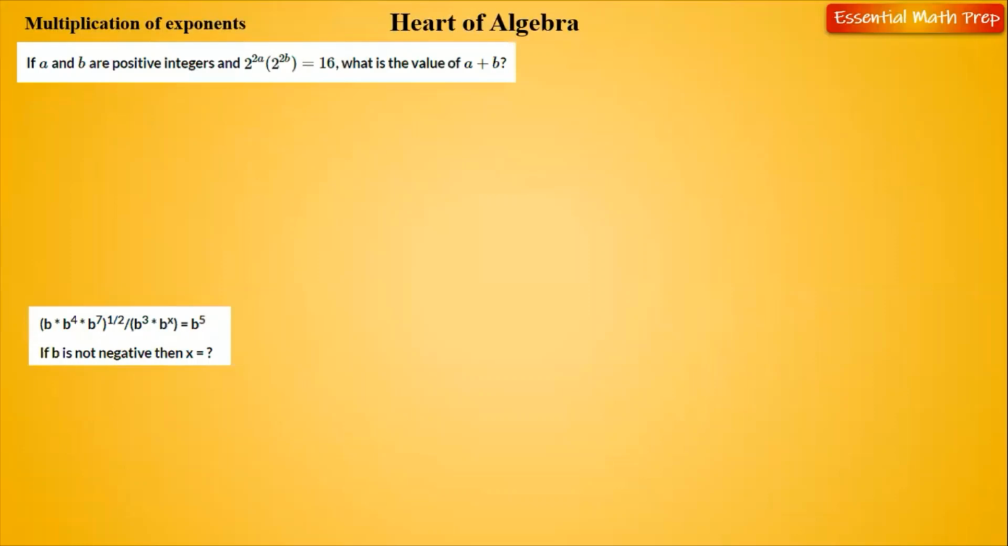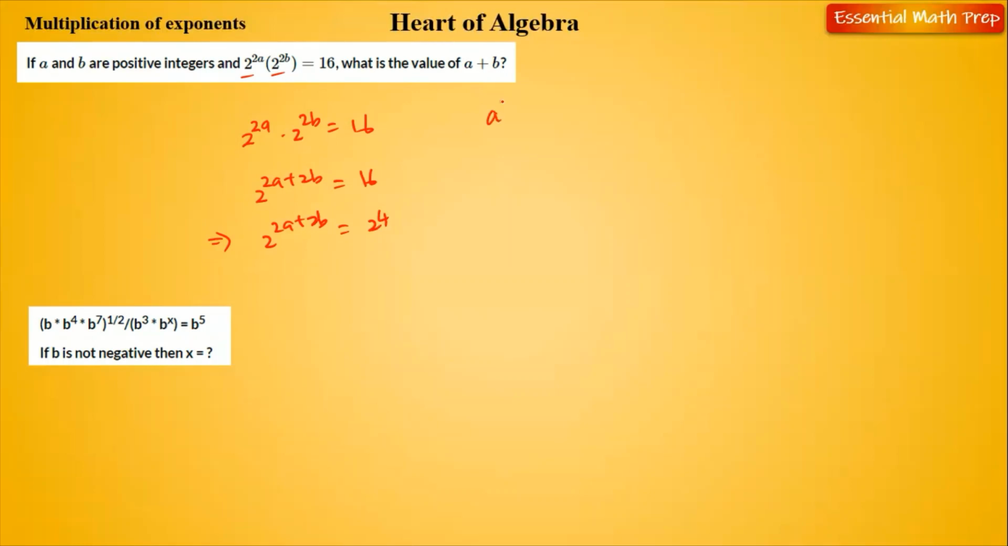If a and b are positive integers and 2 power 2a times 2 power 2b equals 16, what's the value of a plus b? Very, very simple problem. Both terms on the left side already have a base of 2. So 2 power 2a times 2 power 2b equals 16 is the same as 2 power 2a plus 2b equals 16. Now we have to simplify the 16 further. So 2 power 2a plus 2b equals 2 power 4, because that's what 16 is.